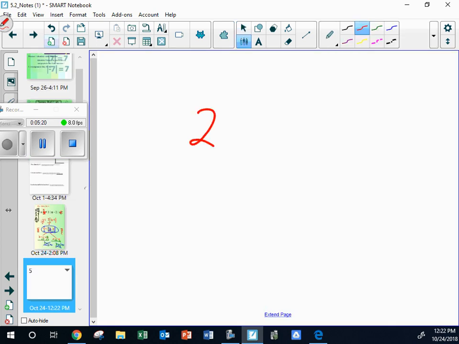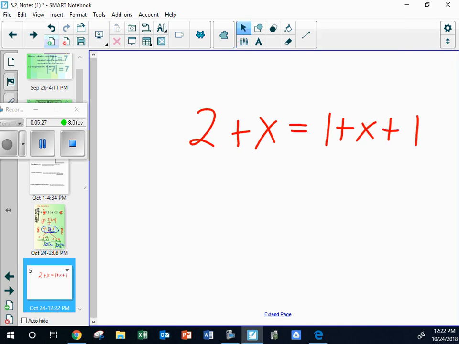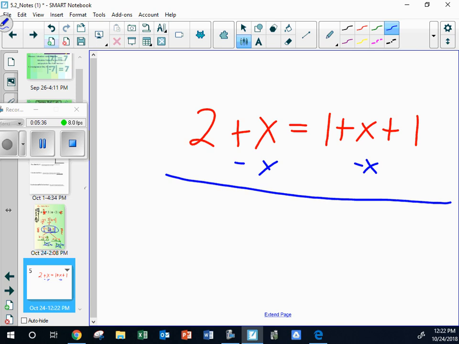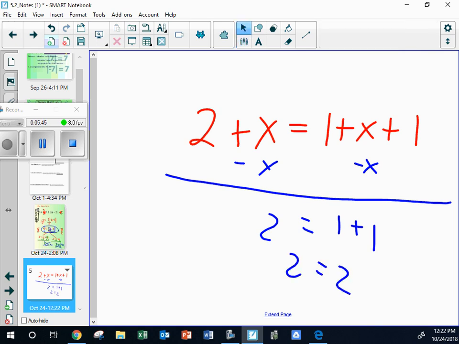Another weird thing that can happen sometimes, and it ends up happening today. If I had to solve this, and I subtracted the x's from both sides, what if all the variables disappeared? That does not mean that it didn't work. 2 is equal to 1 plus 1. 2 is equal to 2. What in the heck is going on? What's the answer? All real numbers work.